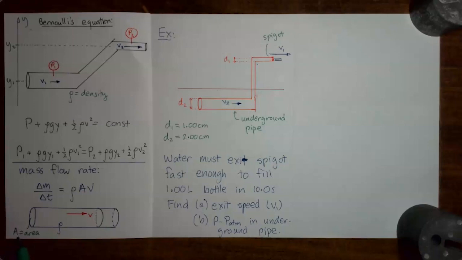So if you have a pipe of cross-sectional area A, the fluid density is rho, and the fluid is flowing along at speed v, then the rate at which the fluid flows through that particular cross-section is given by density times cross-sectional area times flow speed.